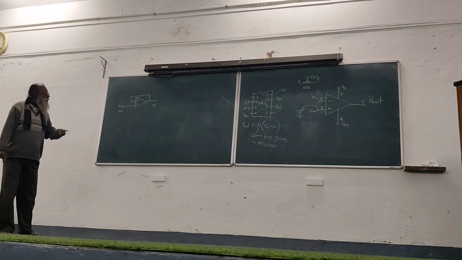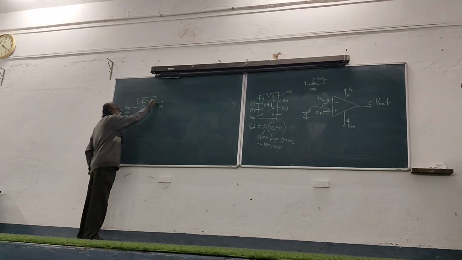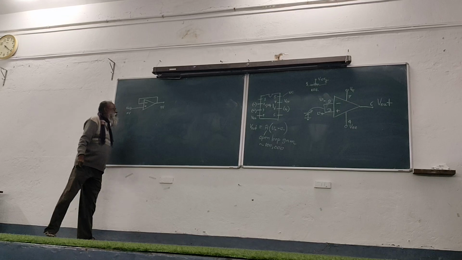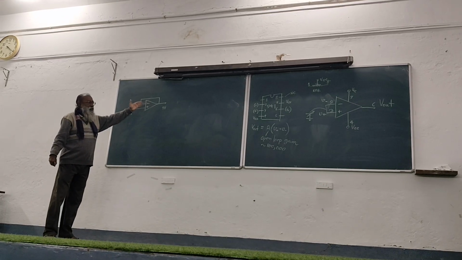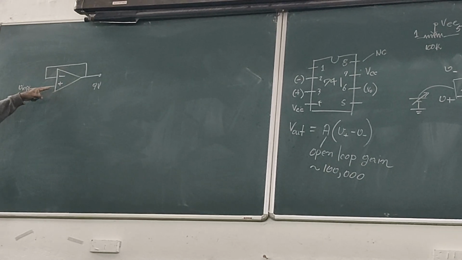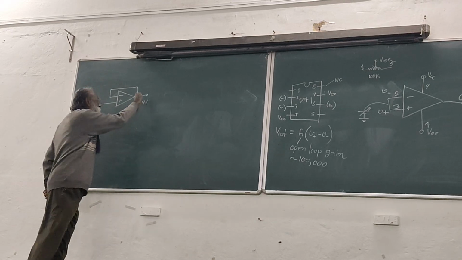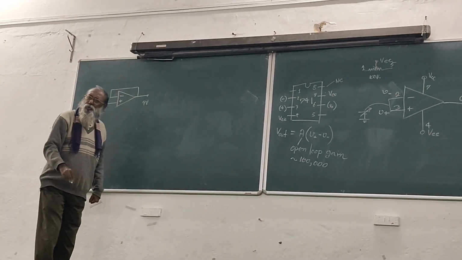Now if the voltage is higher, then that 9 volts comes here. That means the negative input is greater than the positive voltage. So the output should be negative. So the output has to shoot to minus 12 volts.